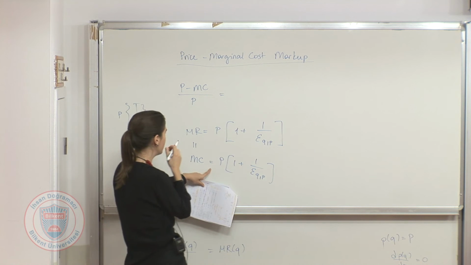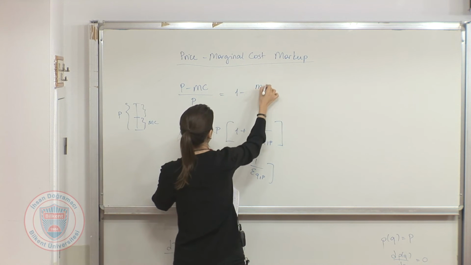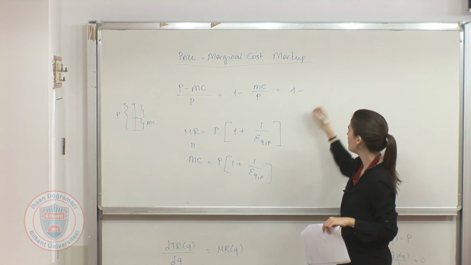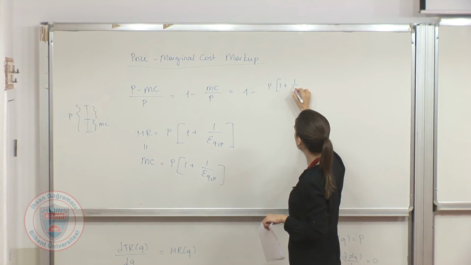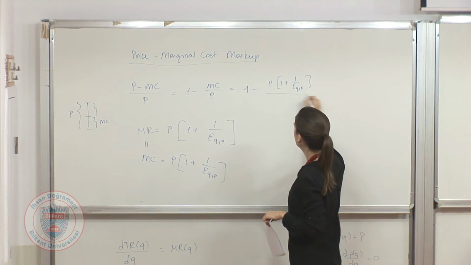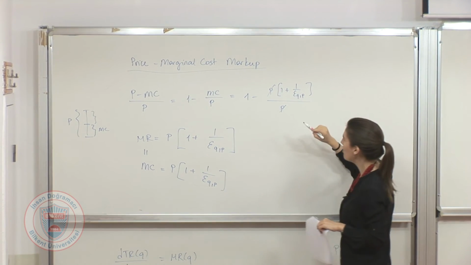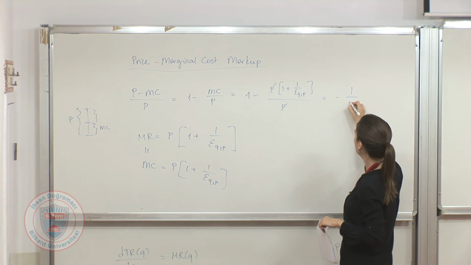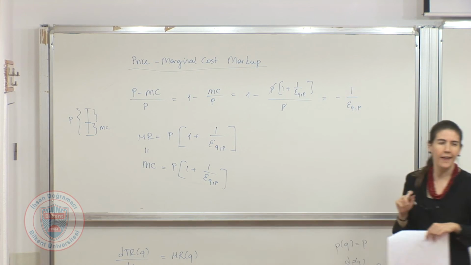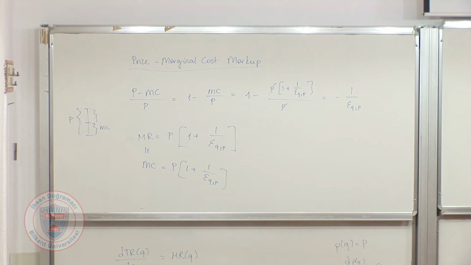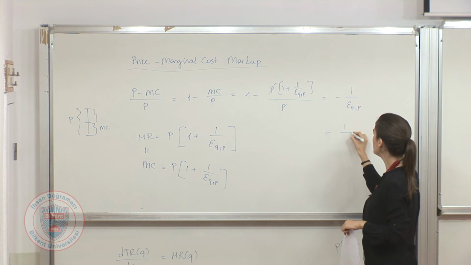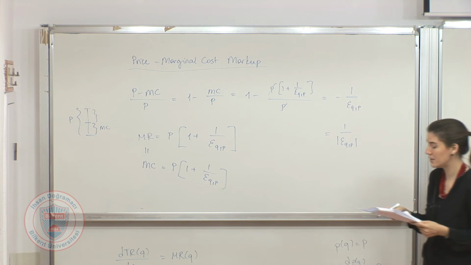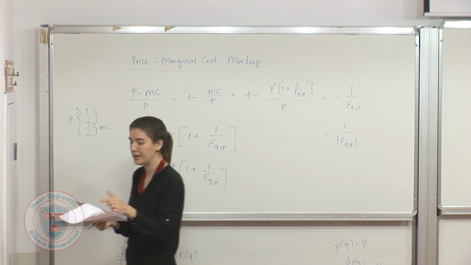Now let me try to write this. Then this is what? One minus marginal cost divided by P. So this is marginal cost over P, and one plus one over elasticity divided by P. These guys go away. This one and this one go away. And this becomes minus one over elasticity. If elasticity is negative, except for Giffen goods, remember, I can write it like this. So you see that the price minus marginal cost markup is something like this.